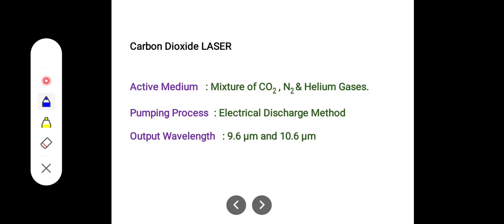First one, active medium: a mixture of carbon dioxide, nitrogen and helium gases, that is considered the active center. Second one, pumping process: the electrical discharge method is used. Third one, laser output: wavelengths of 9.6 micrometer and 10.6 micrometer laser sources are produced.